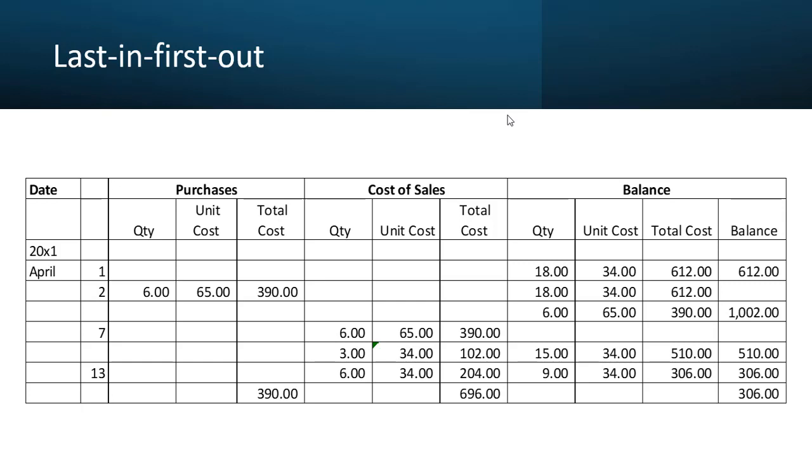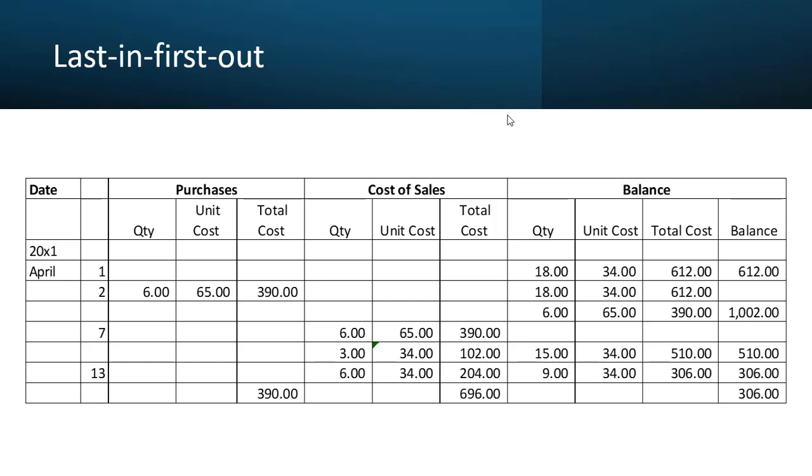Alright, so let's look into the last in first out. As you can see, we're using the same transaction. So April 1st, we still have that 18,000 there. And then on 2nd April, we purchased 6 units at $65 per unit. So we have this, almost the same with the first in first out. Now, the changes will come from starting from 7th April.